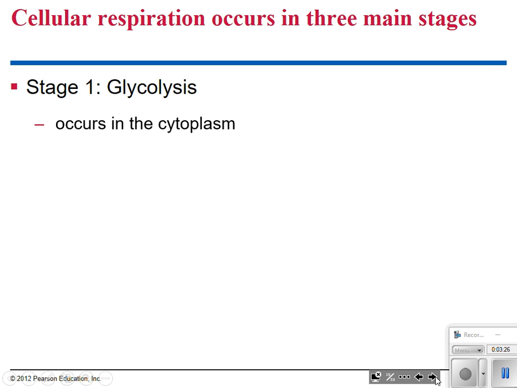I told you you need to know where these happen. Well, glycolysis occurs in the cytoplasm. Now let's go back. Let's review. What is the cytoplasm?